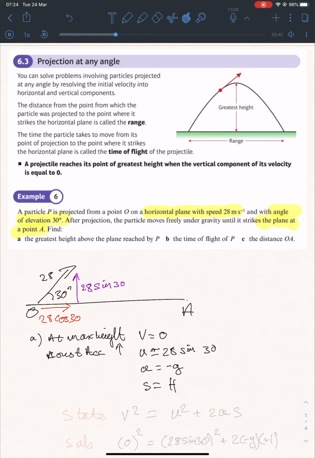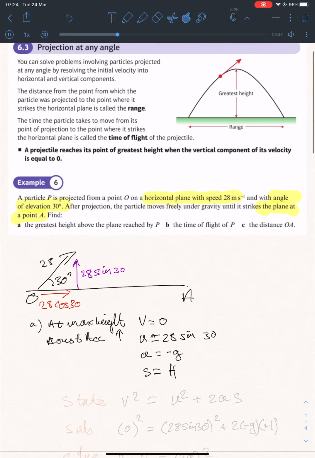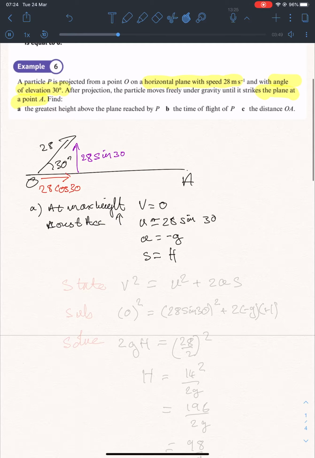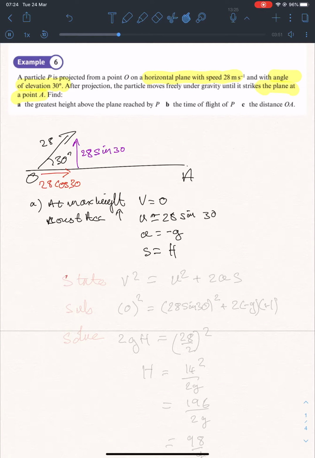Okay, so now we look at the letters V, U, A and S, and we've got to state the equation that we want to use. So we're going to go through our usual structure, state, sub and solve. So when we state, we want the equation with V, U, A and S, which is V squared equals U squared plus 2AS.